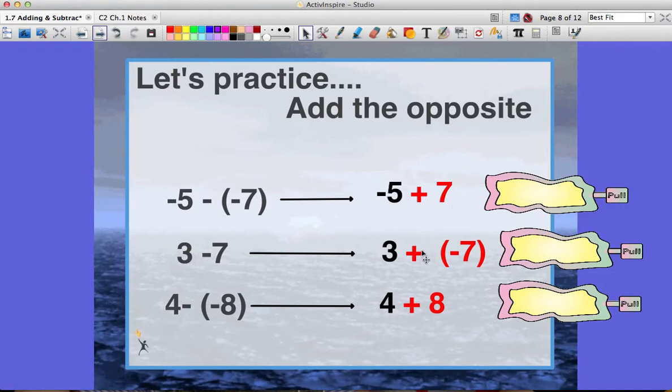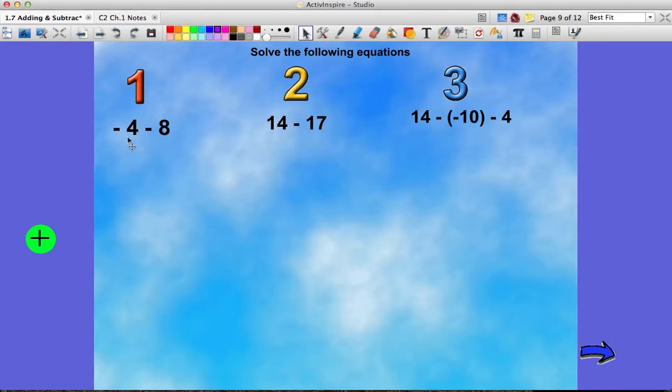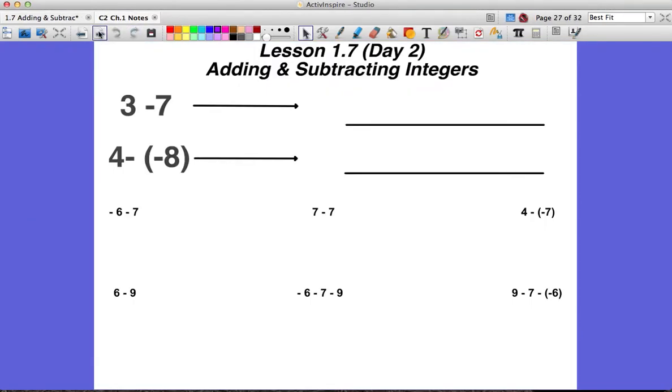Okay, so once we change these, this is where the struggle comes in. Once we change these, now that it's an addition problem, now our rules apply. You never want to change addition to subtraction because we don't have subtraction rules that make adding integers easy. Okay, so we're going to do the first couple together, and then you have these to practice on your own.